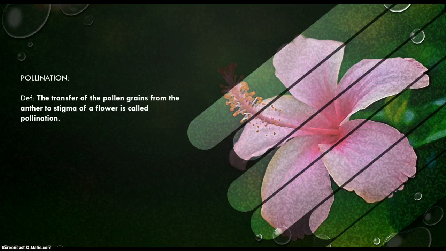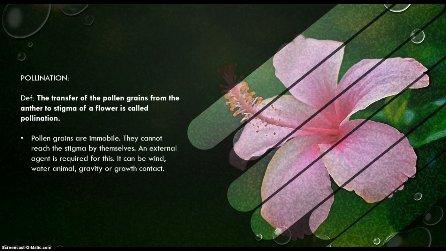What is the definition of it? The transfer of the pollen grains from anther to stigma of a flower is called pollination. Now pollen grains are generally immobile. They cannot reach the stigma by themselves. Hence they need an external agent for doing this. This external agent can be either wind, water, animal, gravity or growth contact.